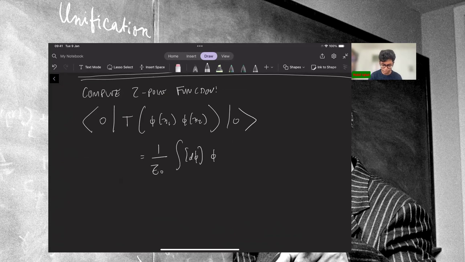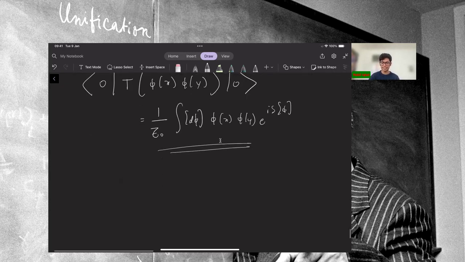Oh, sorry, I should not have called this x1 and x2. I'm calling it x and y in my notes. Okay. Phi of x, phi of y, times e to the iS of phi. Okay. So this is what we're calculating. Okay. So now we're going to calculate this path integral. That's what we're going to do in the next 10 minutes or so. All right.